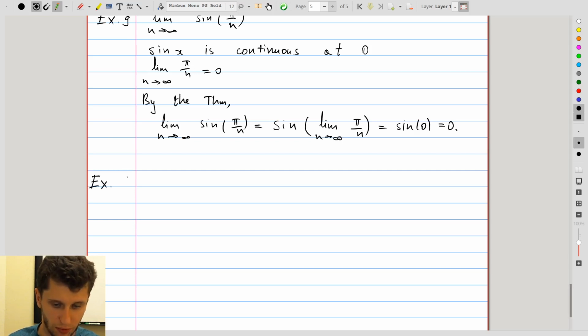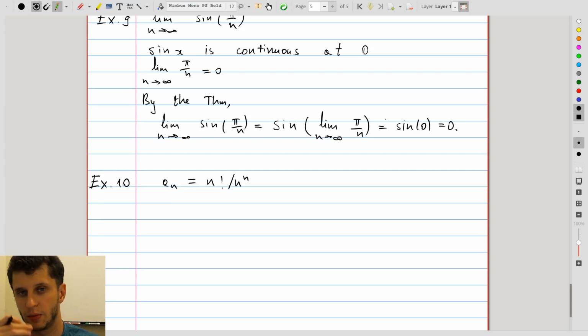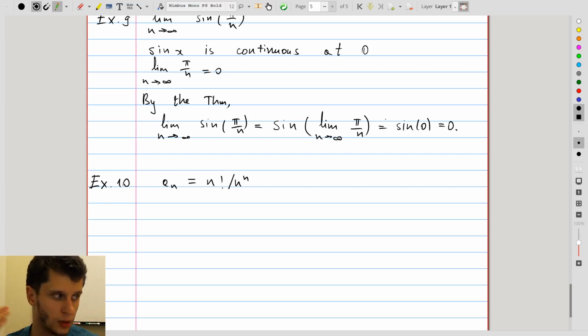Okay, as a final example for squeeze theorem, I want us to look at example 10, which considers the sequence a_n equal to n factorial divided by n to the n. So this is the first place when we encounter factorial in this course. We will deal with a lot more factorials when we start talking about power series. So this is a good occasion for us to investigate this function. So the question is, as before, compute the limit of this sequence, or determine whether it is convergent. If it is, compute the limit.